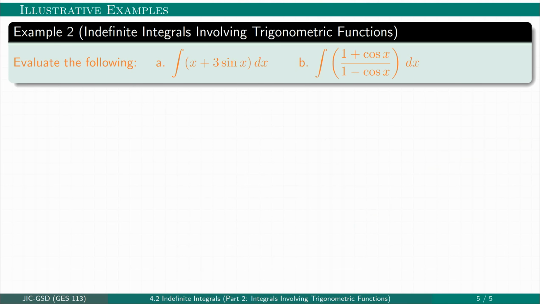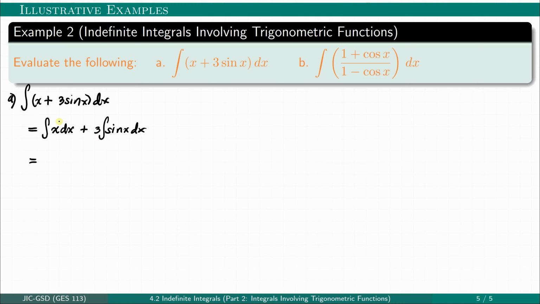Let's continue with our second example. So we have for letter A, integral of x plus 3 sine x dx. You can split this integral into two integrals. So this will be integral of x dx plus 3 integral of sine x dx. I already moved the 3 outside of the integral.